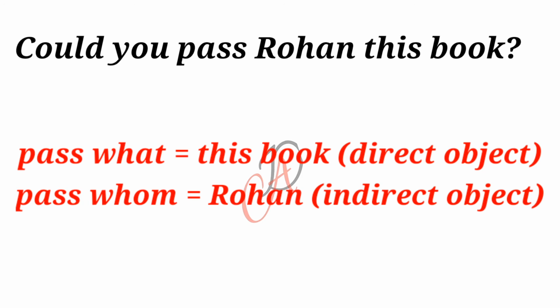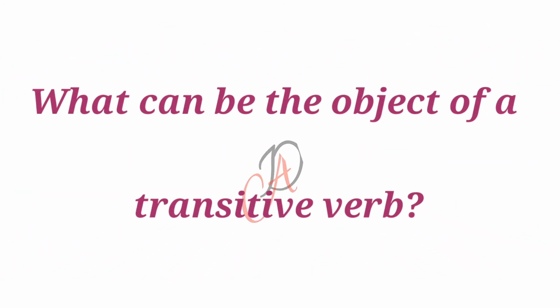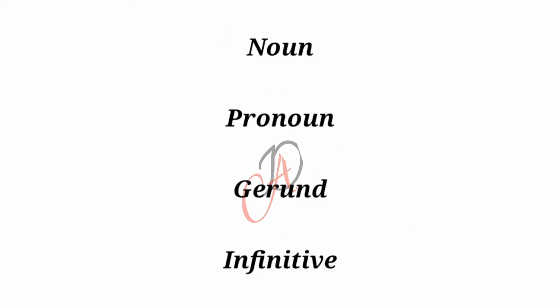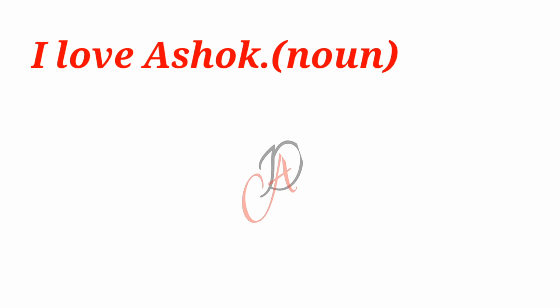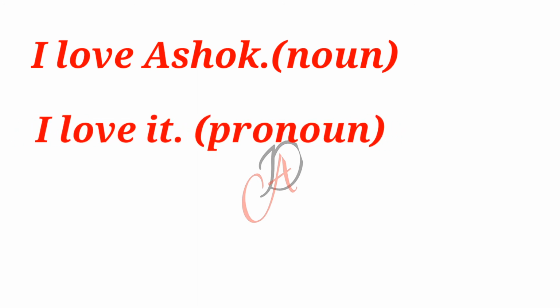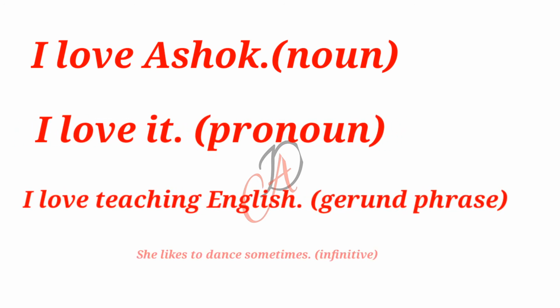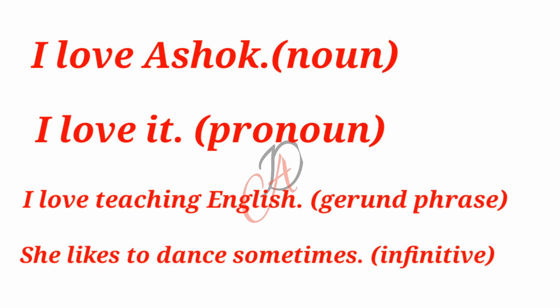Okay, let's understand another feature of transitive verbs. What can be the object of a transitive verb? The object of a transitive verb can be a noun, pronoun, gerund, and infinitive. Let's understand this with the examples. I love Ashok. I love it. I love teaching English. She likes to dance sometimes. And these four examples are the examples of noun, pronoun, gerund, and infinitive, respectively.